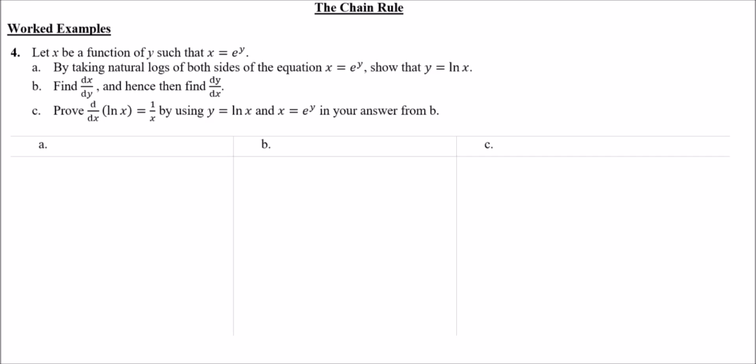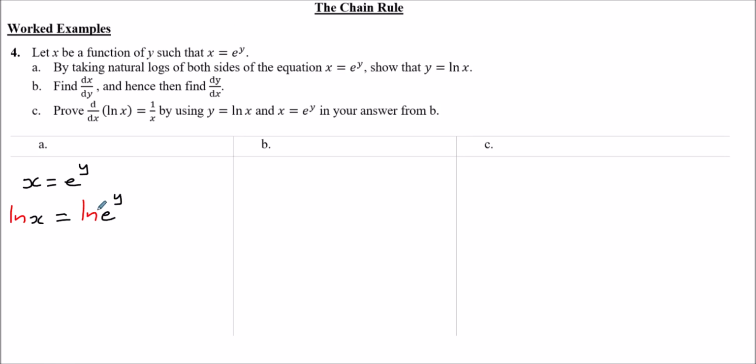So now let's prove the derivative of ln x. So step A. We're going to let x be a function of y, such that x equals e to the y. So we're going to take natural logs of both sides of that equation, and we're going to show that y equals ln x. So just start by saying x equals e to the y, then take logs of both sides. So ln of x will equal ln of e to the y.